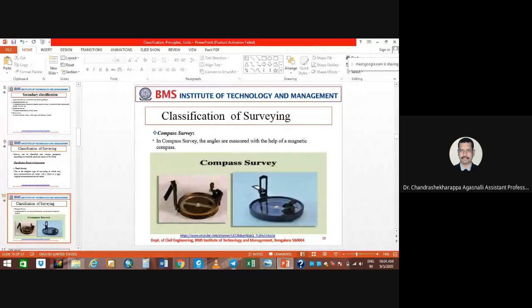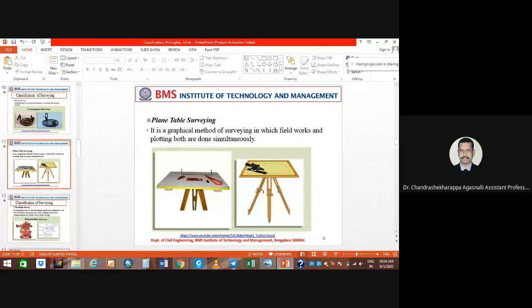With the compass, the angles are measured with the help of the magnetic compass. Okay, magnetic or Brunton compass. That we'll show later.